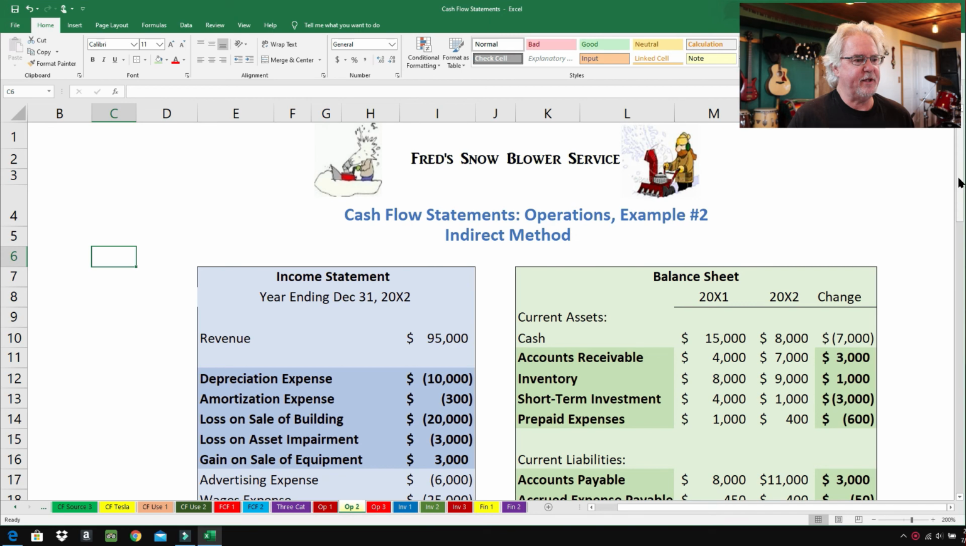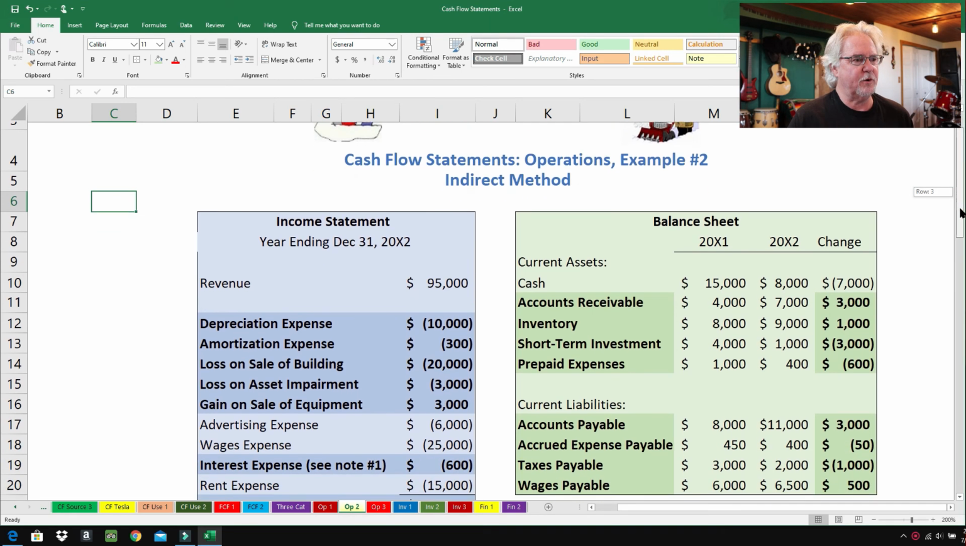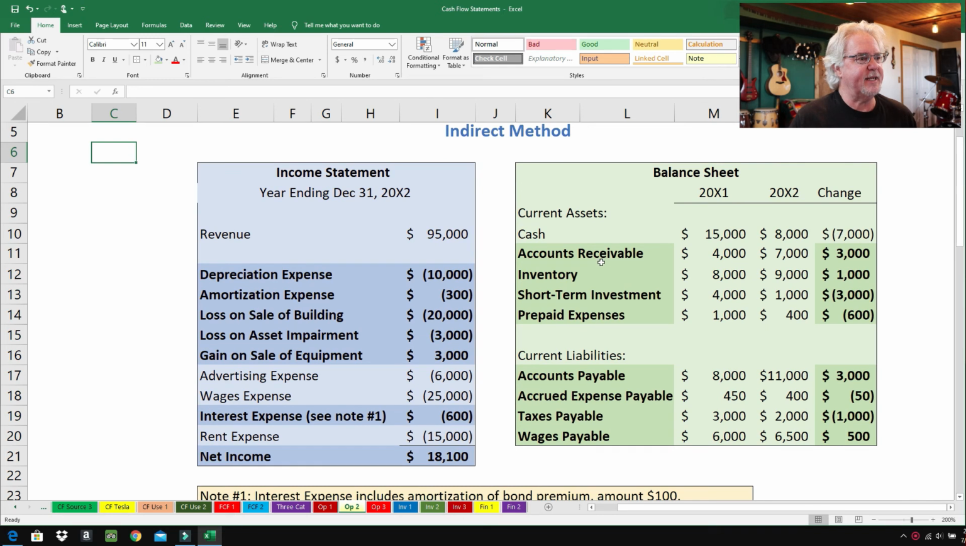Here's what we have. We've got an income statement for Fred's Snowblower Service, ending in the year 2002. And we have two balance sheets side by side, one for the prior year, 2001, and another for 2002. We also have a column for the change that's happening. We're focusing on operations. There are 3 sections to the cash flow statement, and we are going to focus on the first category, operations. We're not going to work on investing or financing today.